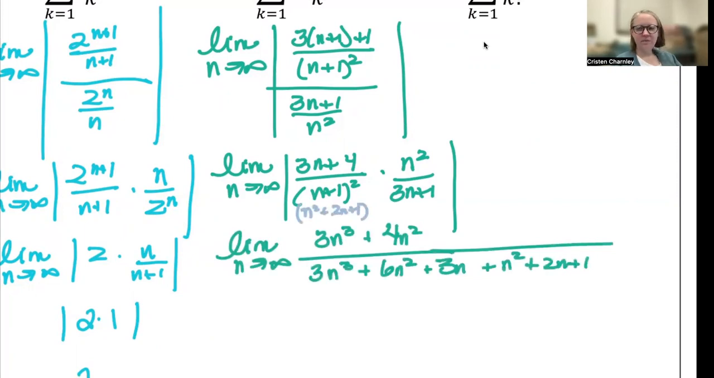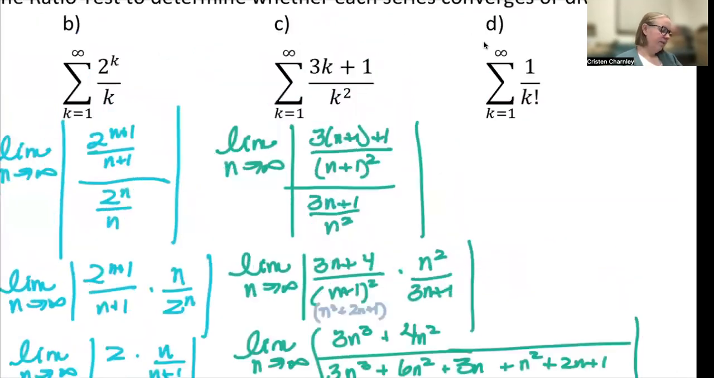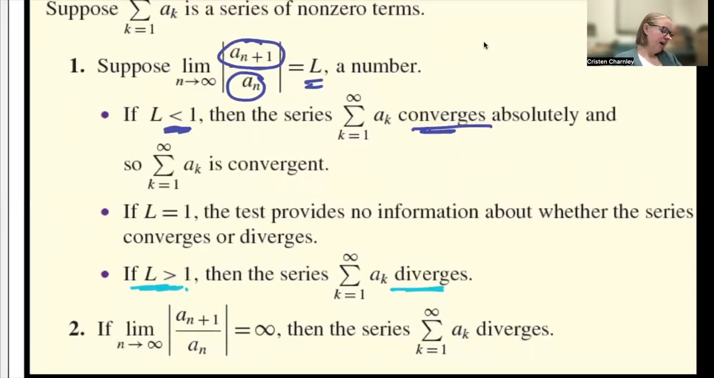Again, infinity over infinity, L'Hopital, you could keep finding the derivatives. But before we talked about L'Hopital, we actually did a section where we just focused on the highest exponents. And that's what's happening in here, 3n squared over 3n squared. This will all be 1. When I'm all done, this whole thing is 1. Now, if I go back to the table, L is equal to 1. The test provides no information.